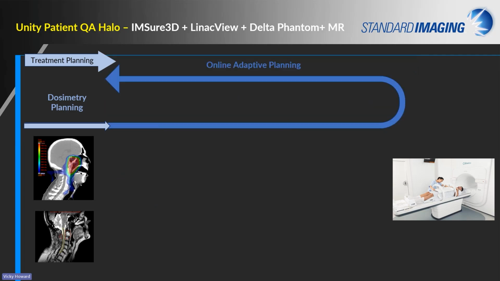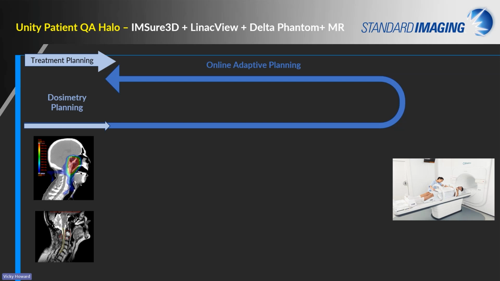If it's decided that there's been changes in the patient's anatomy, then it initiates the online adaptive planning process. Now, it's important to note with online, that means while the patient is laying on the table, waiting for the new plan and all the subsequent checks to be completed. And so that time is of the essence and efficiency is of the essence in that case.